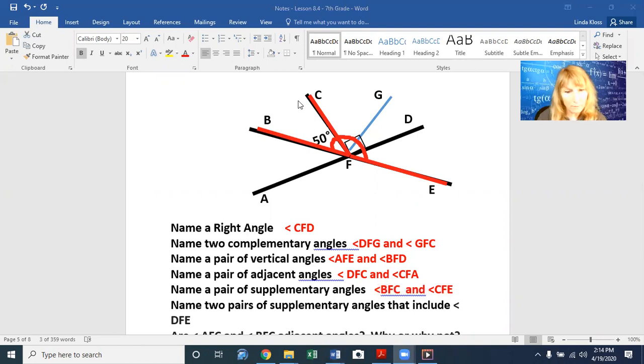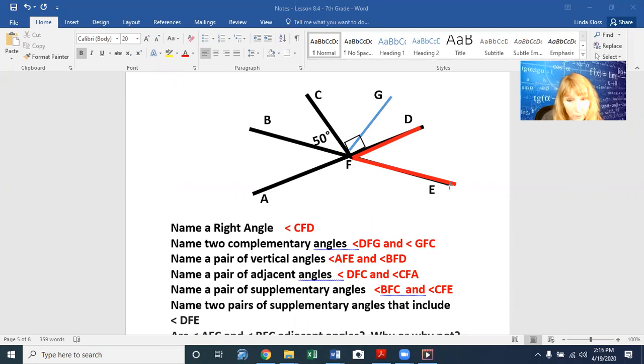All right, I'm going to clear all these extra marks here so we can see the next one. Now it says, name two pairs of supplementary angles that include angle DFE. Let me move up a little bit. I hope we can get this all on the screen. Well, let's figure out what angle DFE is. Name two pairs of supplementary angles that include DFE.